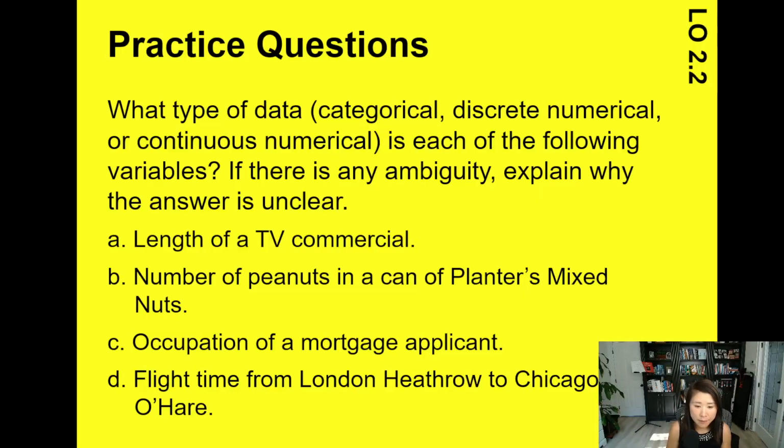Okay, so the first is the length of a TV commercial. First of all, the length of the TV commercial does not talk about the number of TV commercials, right? So the length of a TV commercial can be 1 minute, 1.22 minutes, 1.3333 minutes. Therefore, the length of a TV commercial will be continuous numerical data. Okay, A is continuous numerical data.